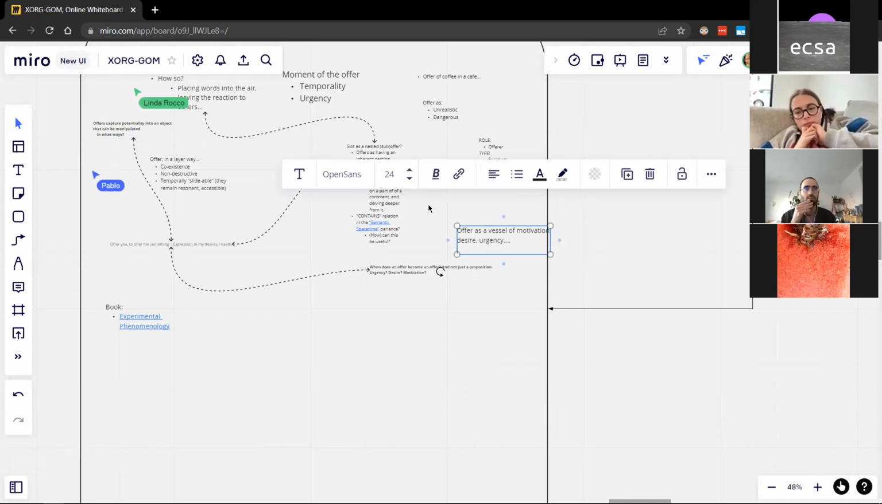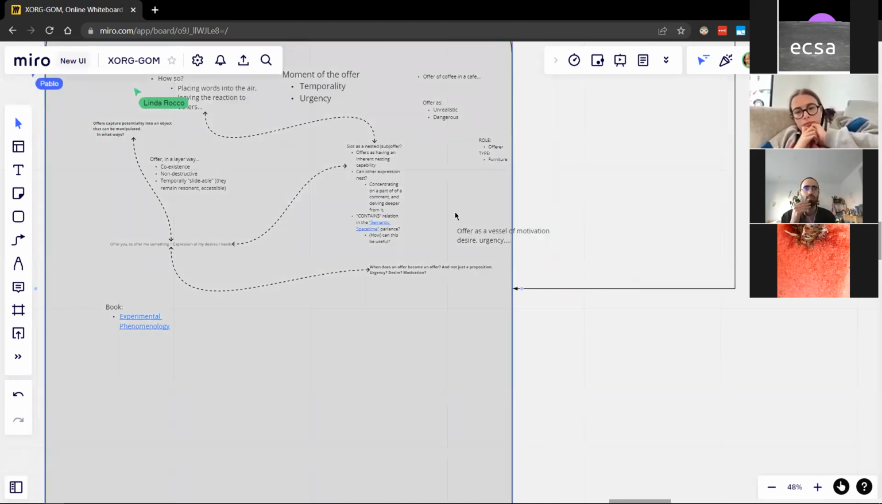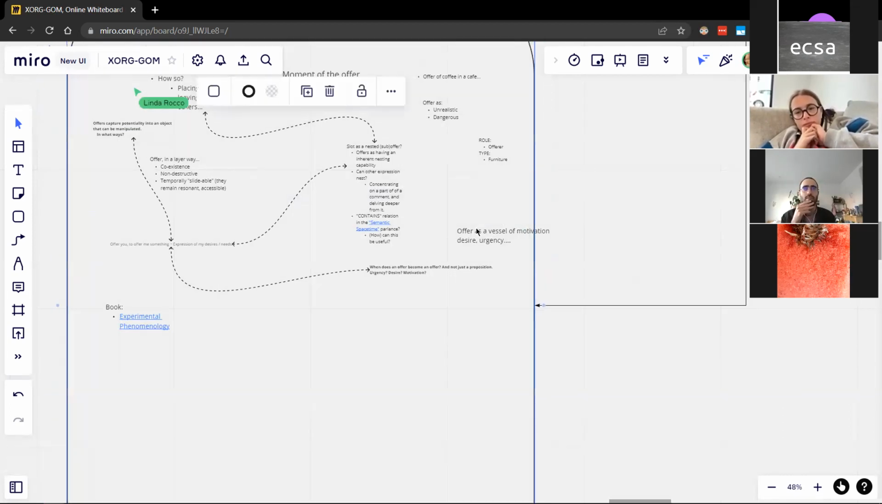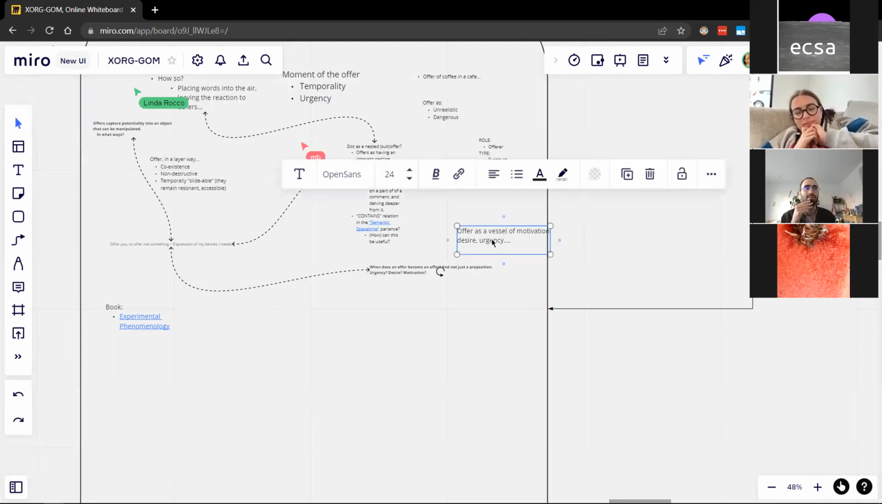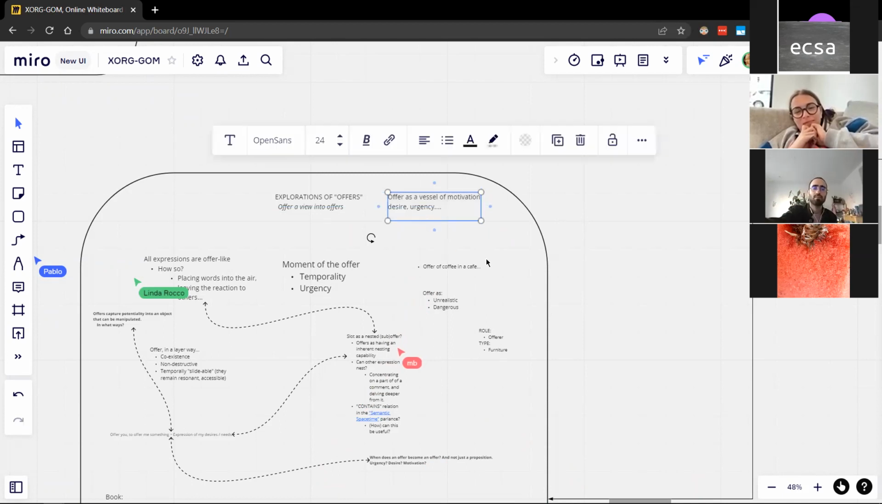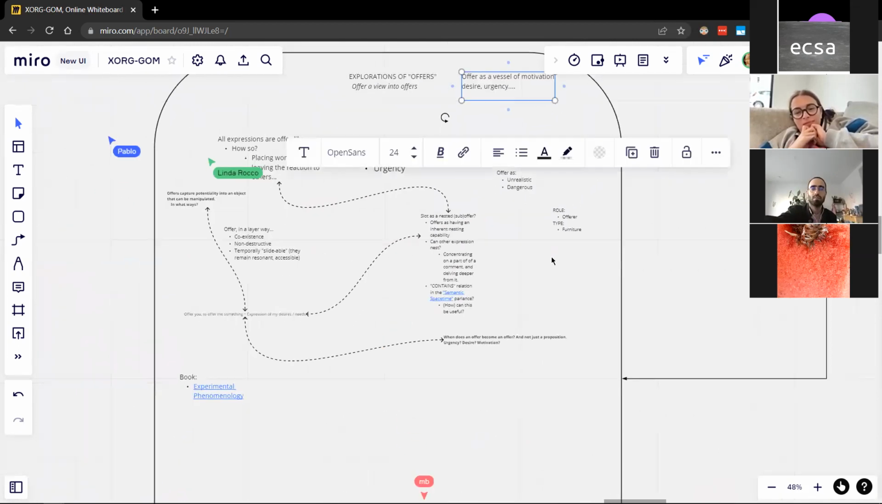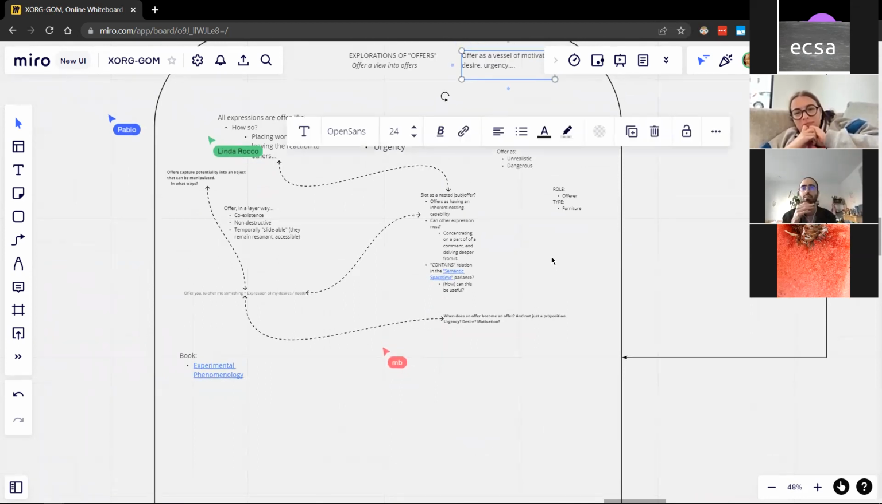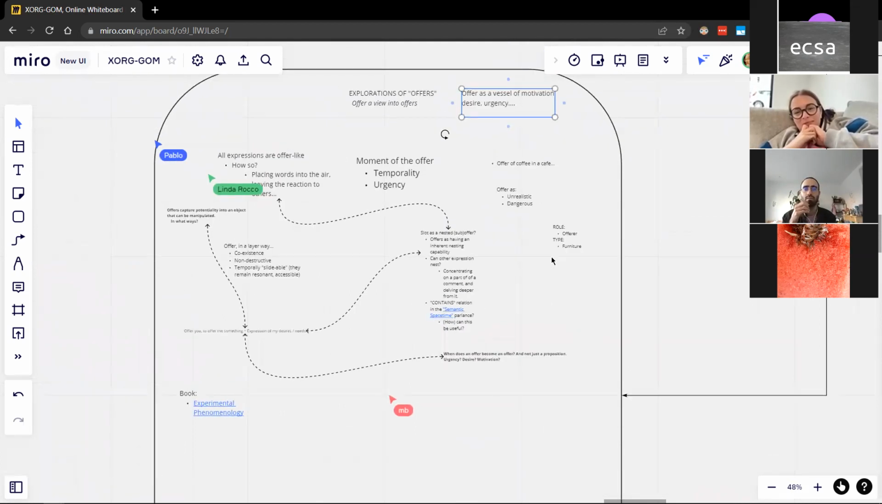And then I also placed your offer, a view into offers, as a subtitle to the room title. Not that rooms have to have titles, but just to play around with this idea, I thought it's interesting as a room subtitle. So I placed that there.